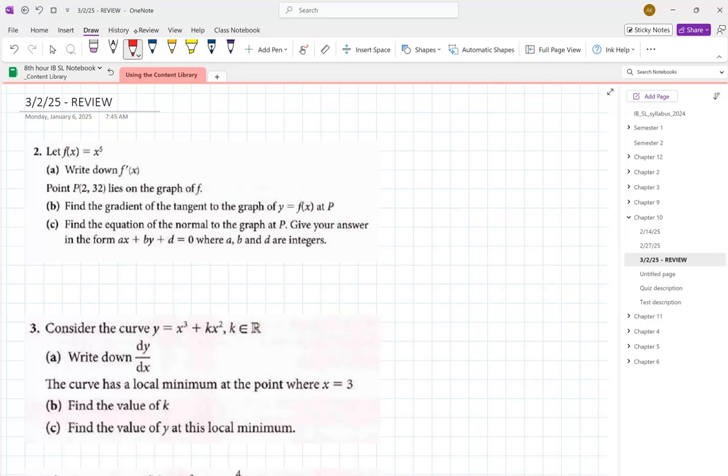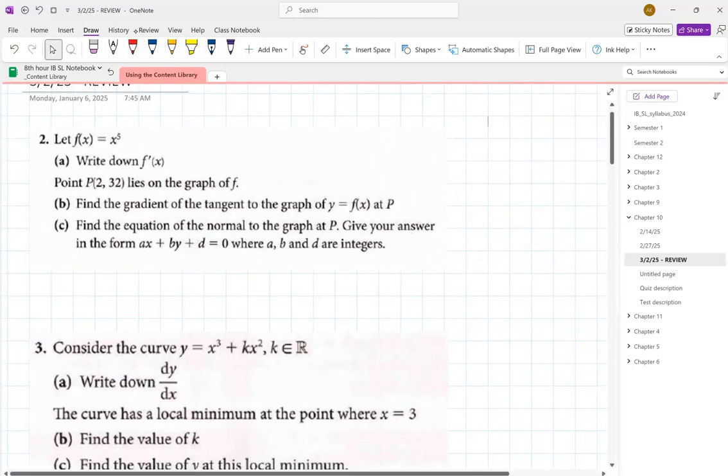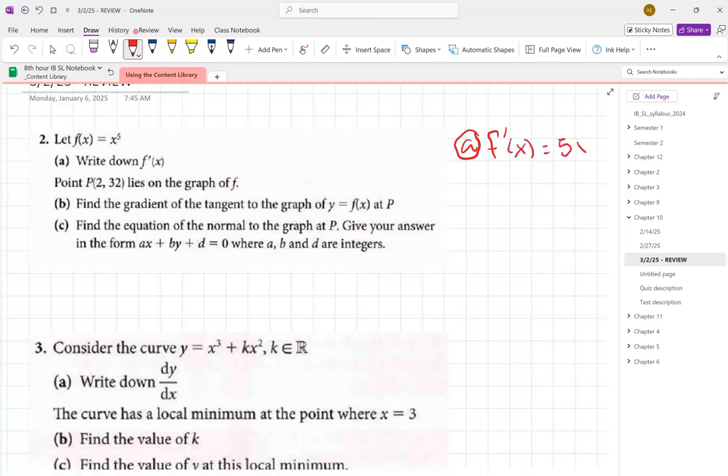All right. So number 2, it says, let f of x equal x to the 5th. Write down f prime of x. Who can tell me what f prime of x is? 5x to the 4th is correct. It says then that the point (2, 32) lies on the graph of f. It says find the gradient of the tangent to the graph of y equals f of x at point P. What do we need to do to get that? The slope.